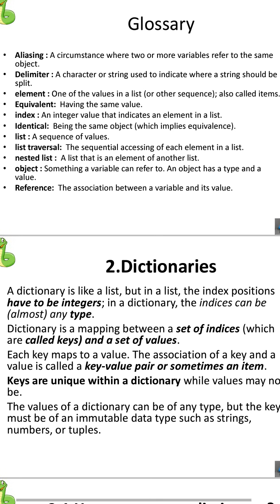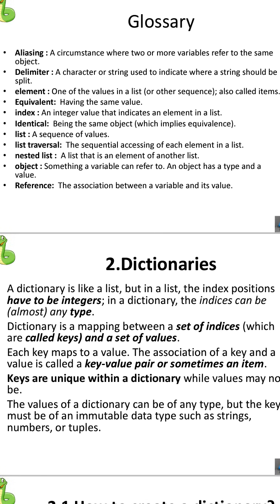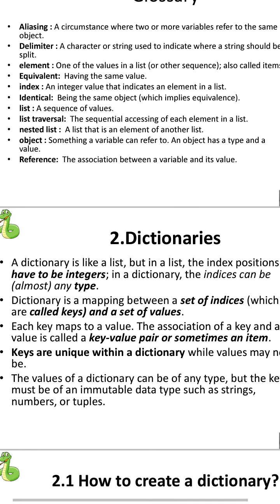List: a sequence of values, and these values may be of any data type. List traversal: the sequential accessing of each element in a given list. Nested list: a list that is an element of another list. Object: something a variable can refer to. An object has a type, and a value is associated with it. Reference: the association between a variable and its value.